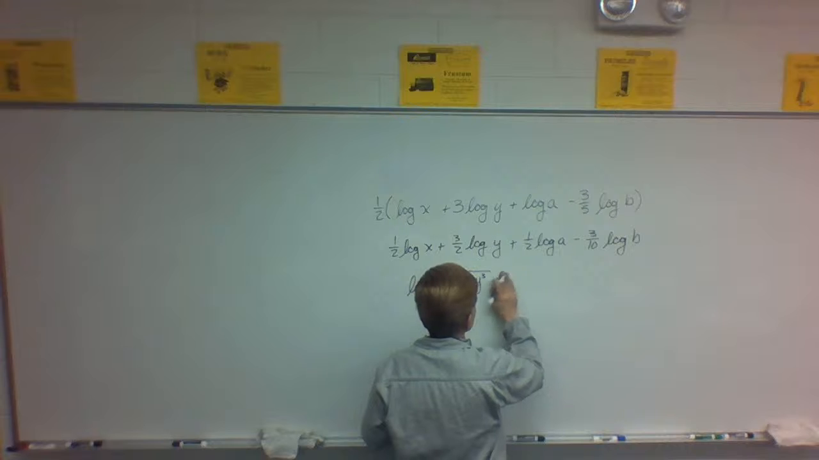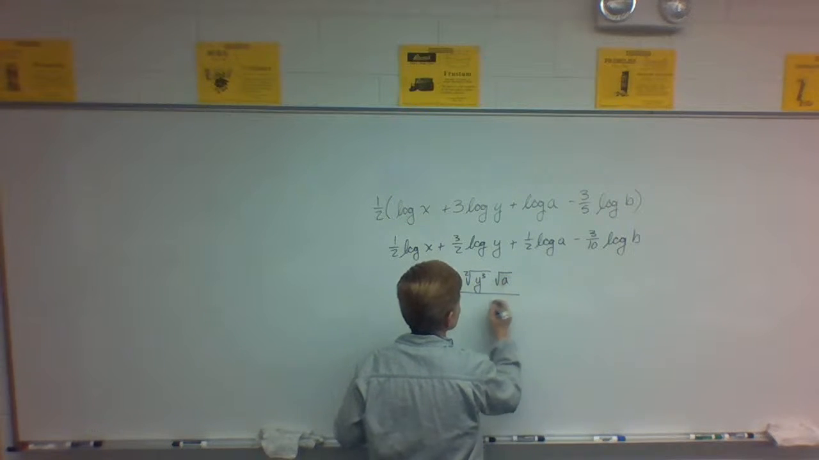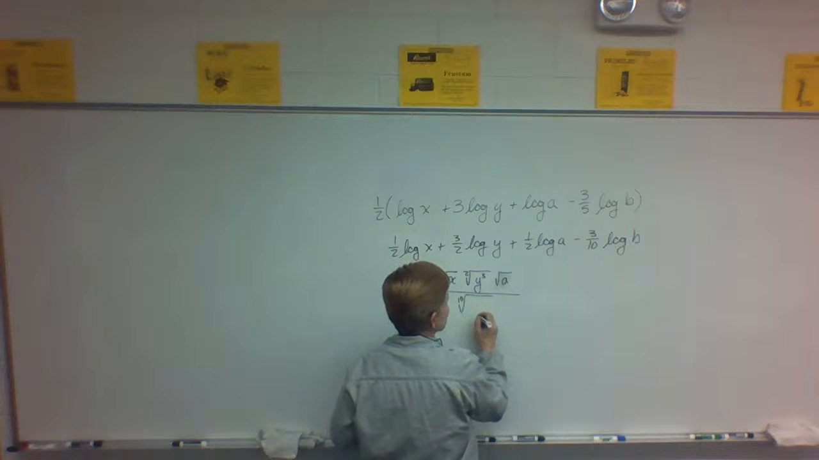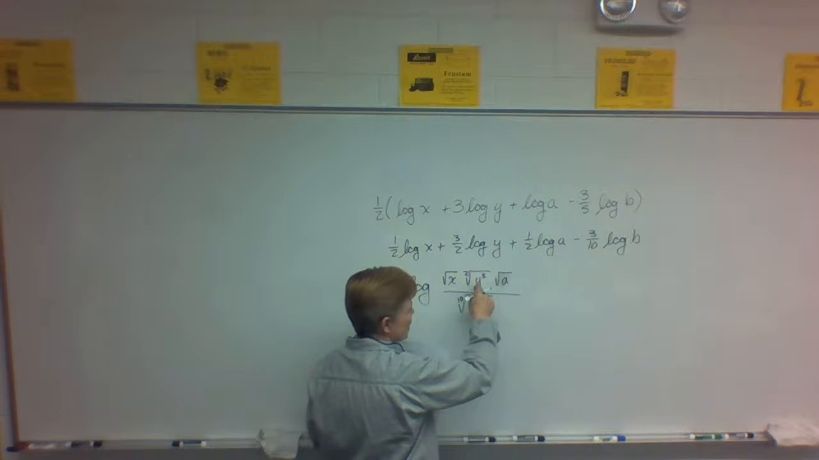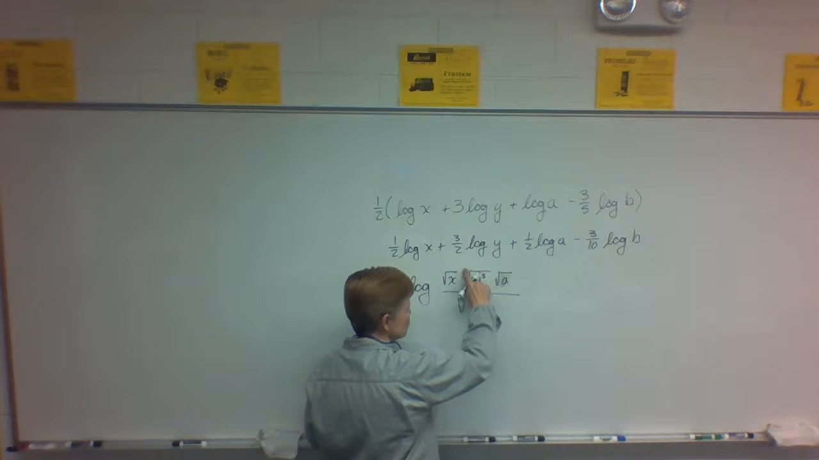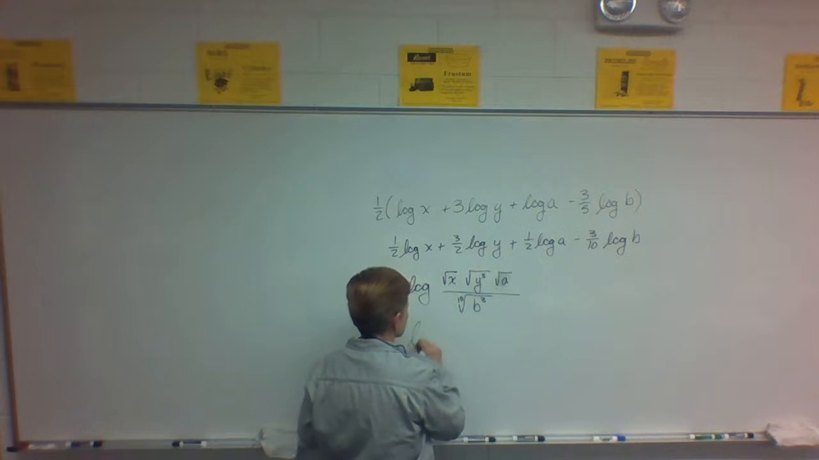Plus, I'm sorry, not plus. The root of a all over the 10th root of b to the 3rd. This right here has a y times a y times a y in it. I'm square rooting, which I usually leave off. So I have a pair of y's, so it really should be this.